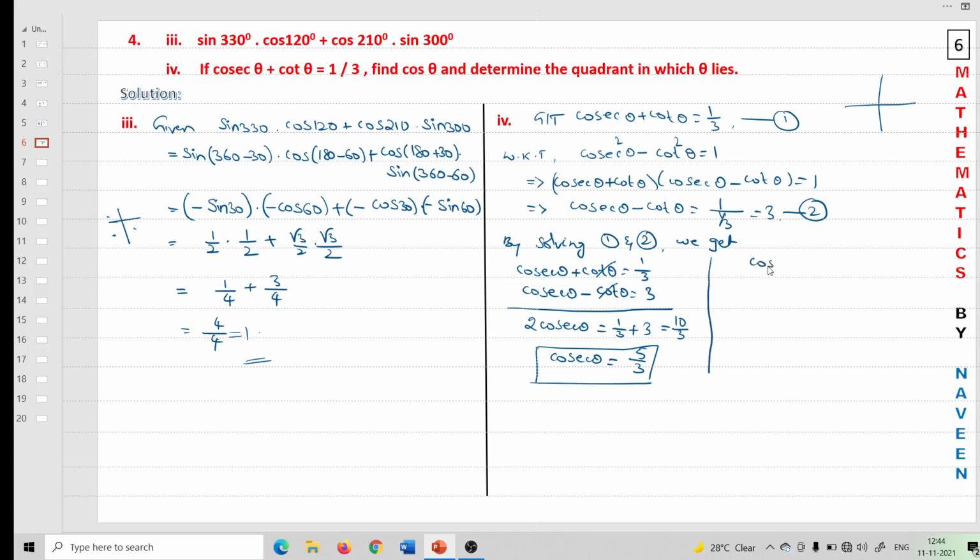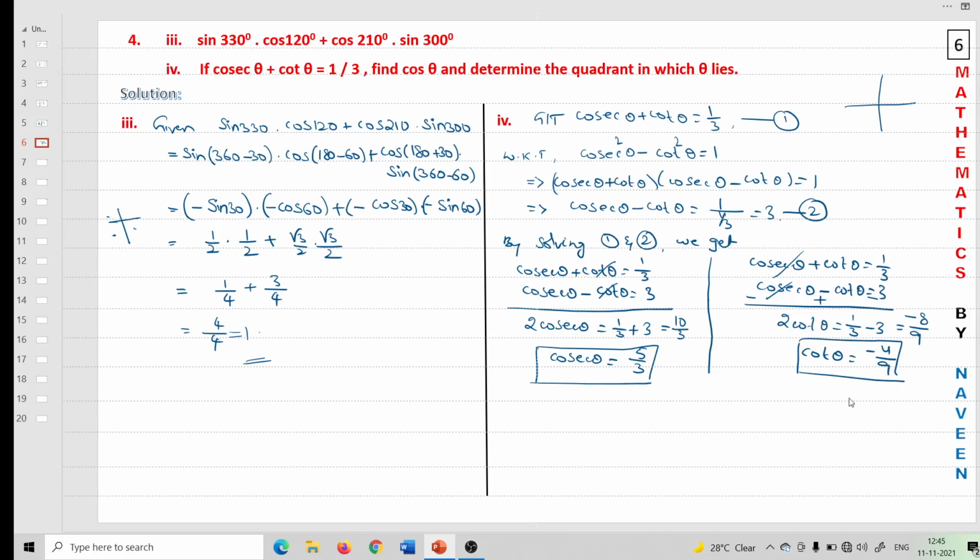Here I am subtracting: cosec theta plus cot theta is equal to 1 by 3, and cosec theta minus cot theta is equal to 3. Subtracting means the sign will be changed. Cosec gets cancelled. Here 2 cot theta is equal to 1 by 3 minus 3. It can be written as 1 minus 9, nothing but minus 8 by 9. So cot theta value is simply minus 4 by 9. Why? Because 2 4s are 8, right? So cot theta value we get is minus 4 by 9.